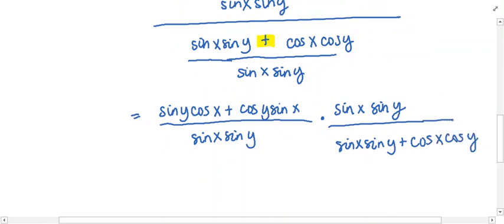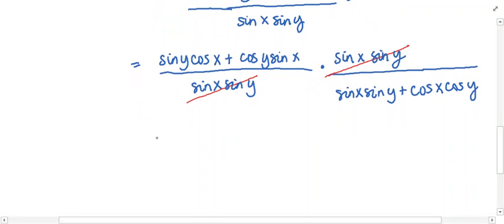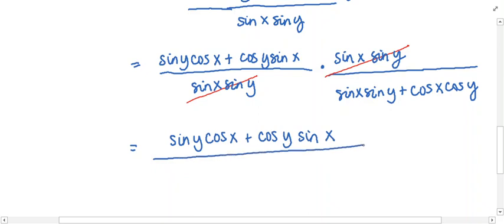All right, so this is looking much better. Okay, notice that in the top we have a sine x sine y. It's going to cancel with the same thing in the bottom. So now to multiply our fractions, we multiply across the top and across the bottom. In the top, we are left with sine y cosine x plus cosine y times the sine of x. And in the bottom, we are left with sine x times the sine of y plus the cosine of x times the cosine of y.